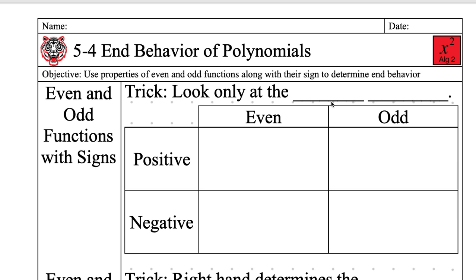Alright, so today is Friday, November 15th, 11/15. We are on End Behavior of Polynomials. Today is our dancing day.